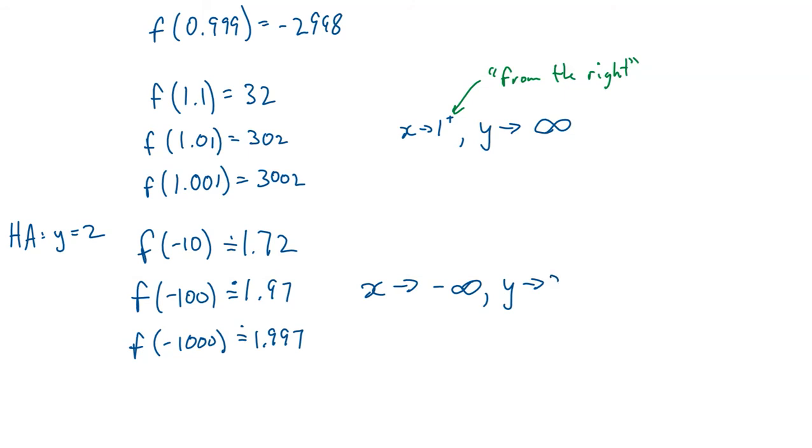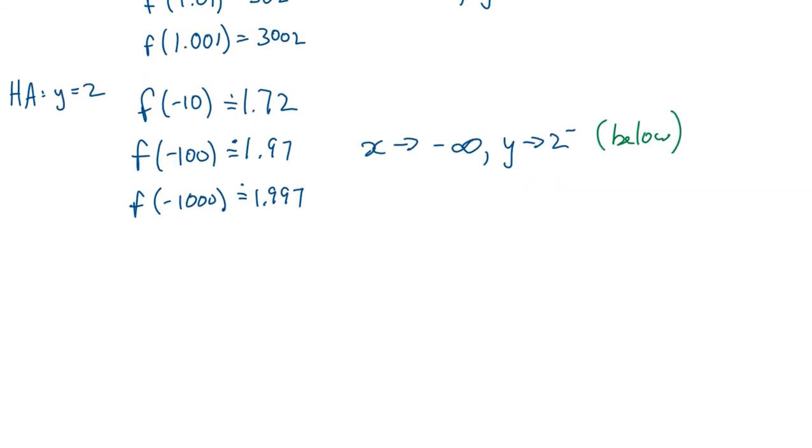Y approaches 2 from above or below? Which one is it? Are those numbers above or below 2? This isn't a trick question. What do you think? They're below. So from below. Okay, so the negative means to the left or below. The positive is going to mean to the right or above.